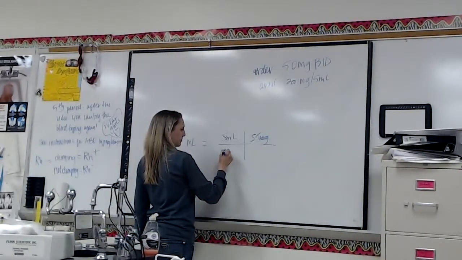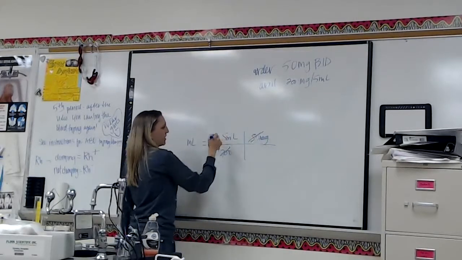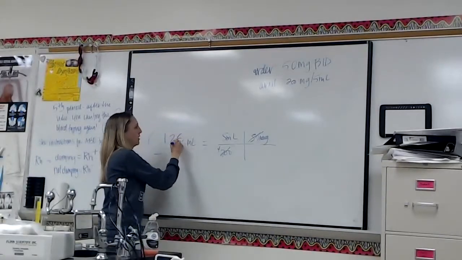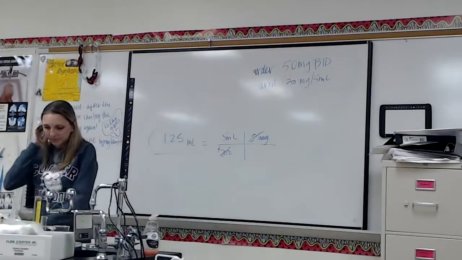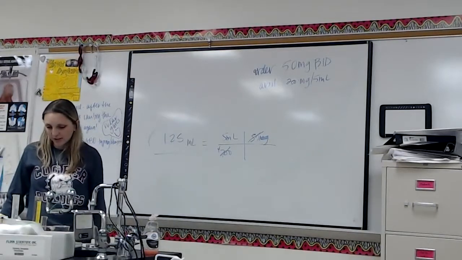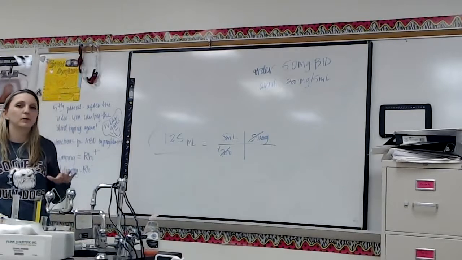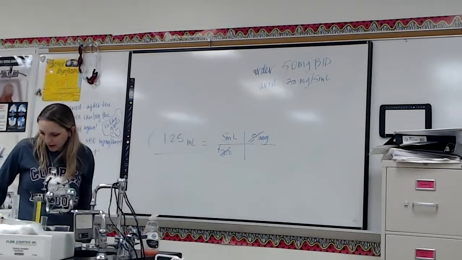So 5 divided by 4 is 1.25 milliliters. Okay? So there's that. Pretty simple. Same thing that we've been doing.